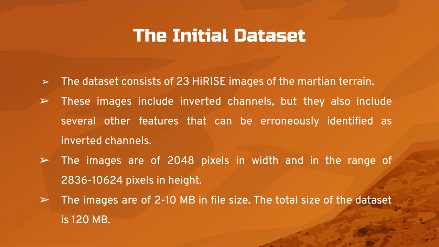The initial dataset we prepared consists of 23 high-res images of Mars. These images not only include the inverted channels, but also encompass ambiguous features such as crater rims and wrinkle edges that can be mistakenly identified as inverted channels. Each image has a fixed width, while their height varies. The file size of each image can range from 2 megabytes to 10 megabytes. As a result, the total size of the dataset amounts to 120 megabytes.